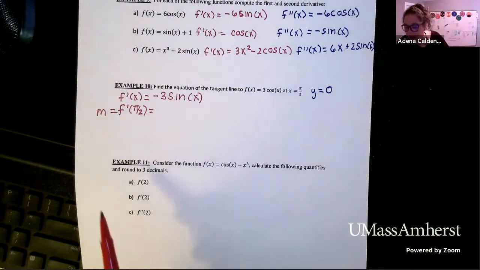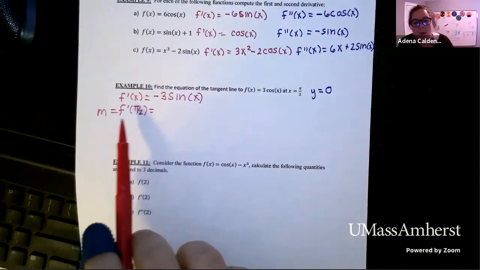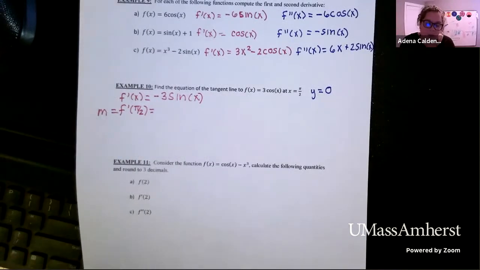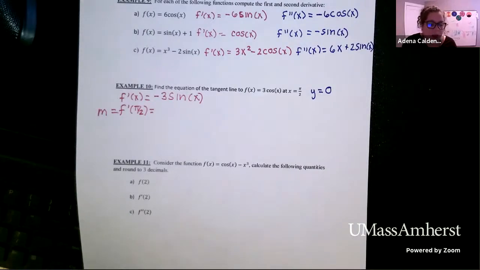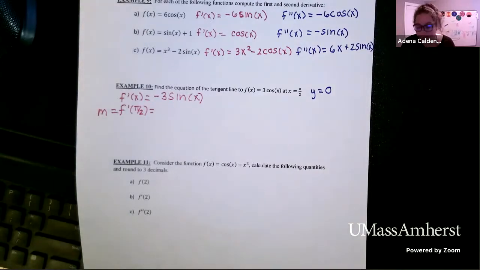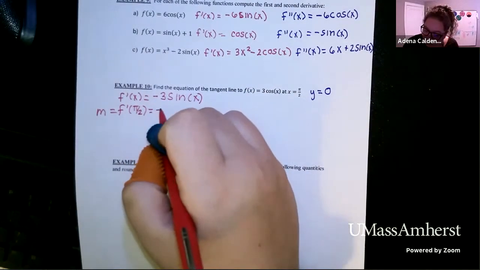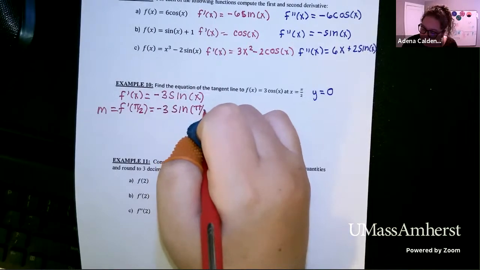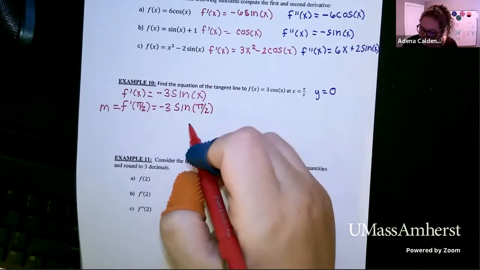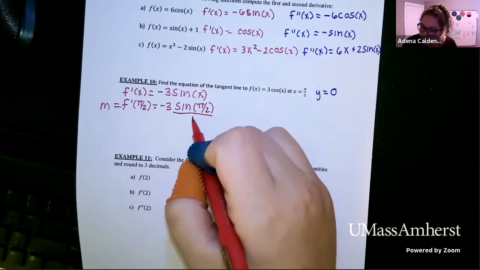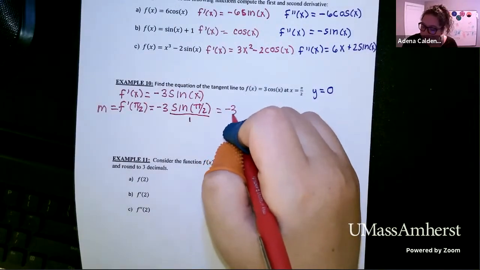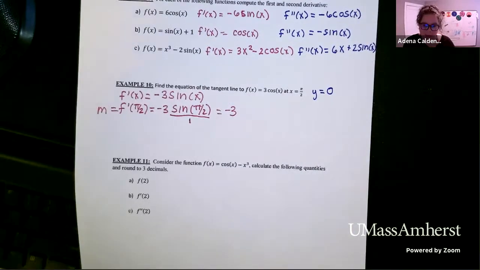And then here, in order to get the slope of our line, we need to plug in pi over 2. So again, if your calculator is not in radians, you are not going to get the right values. And so you definitely want to check your settings to make sure that you are getting these correctly. So sine of pi over 2 is 1. This is 1, but then we still have this negative 3. So we multiply those together, we get a slope of negative 3.